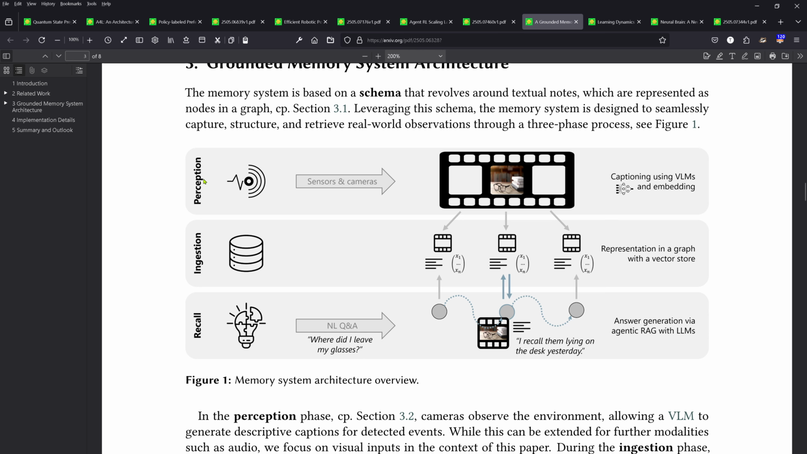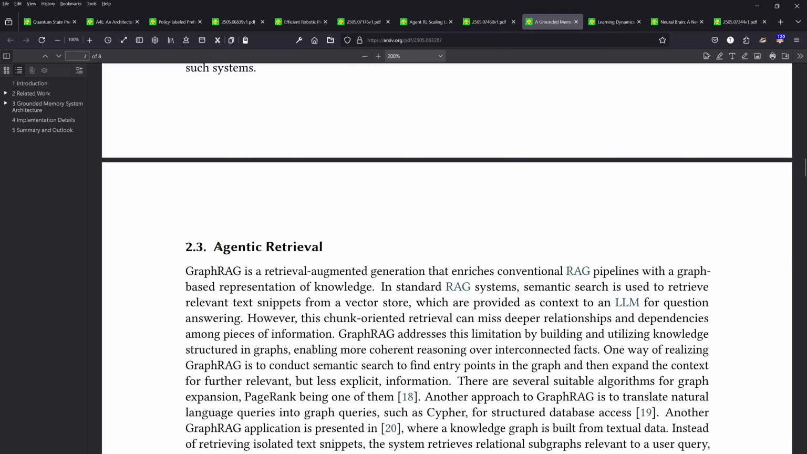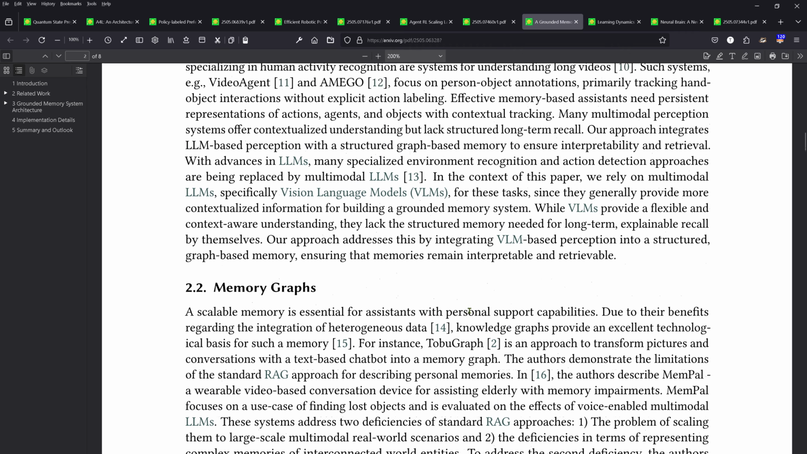And they have here 3 stages: perception, ingestion, and recall. And you see sensor, camera, deliver here, I don't know, video. Then we have capturing using our vision language model and the embedding. Then we ingest it with a representation in a graph with a vector store. And then we have the classical answer generation via an agentic RAG with LLMs. So how you build together a new grounded memory system architecture for an agentic retrieval with the integration of graph RAG. This is now a new system.